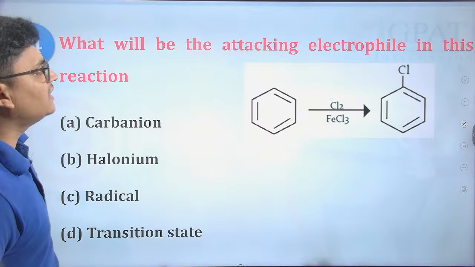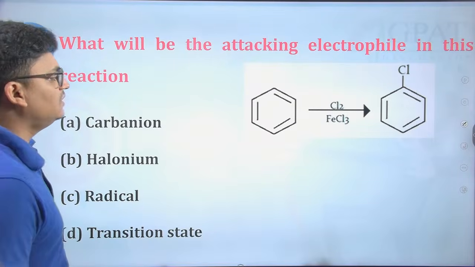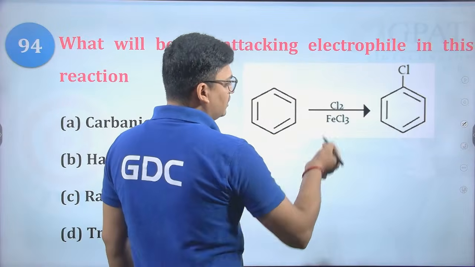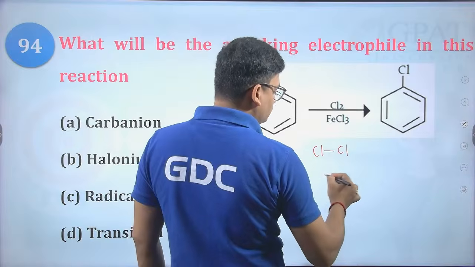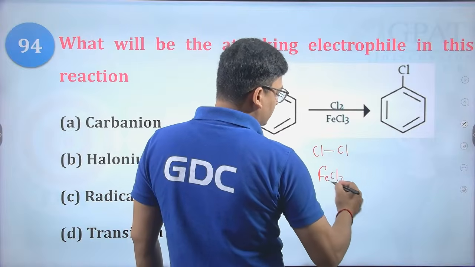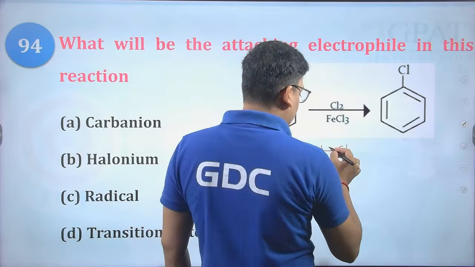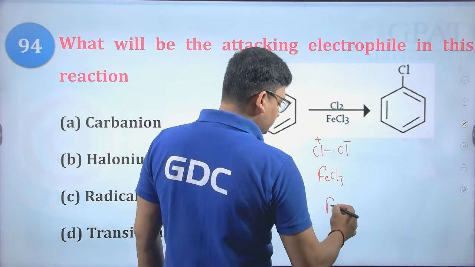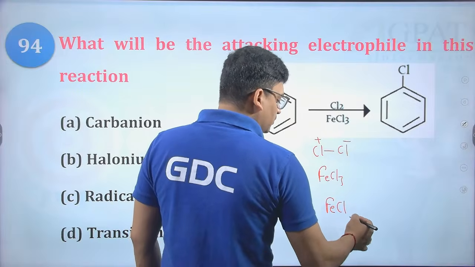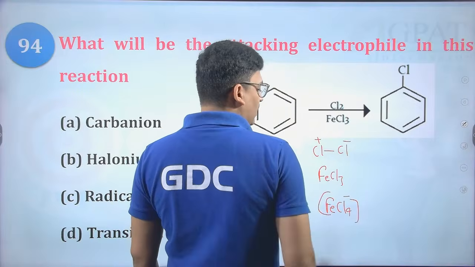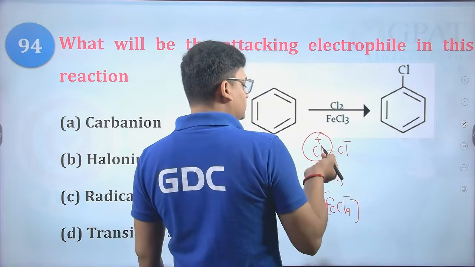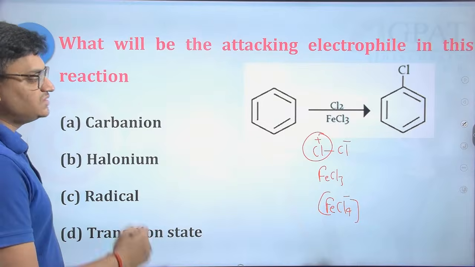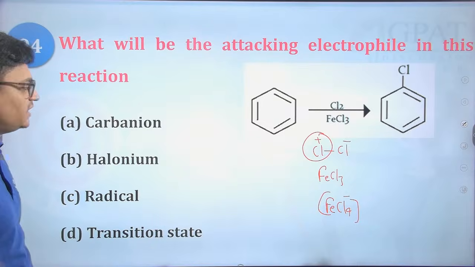What will be the attacking electrophile in the reaction? Here we are having benzene reacting with Cl2 in FeCl3, giving chlorobenzene. This Cl2 reacts with FeCl3 to form Cl plus and Cl minus. This Cl minus will be accepted by FeCl3 to give FeCl4 minus. And we are left with one Cl positive. This will attack the benzene ring because of the higher electron density inside the benzene ring. So this is our attacking reagent, that is electrophilic in nature.